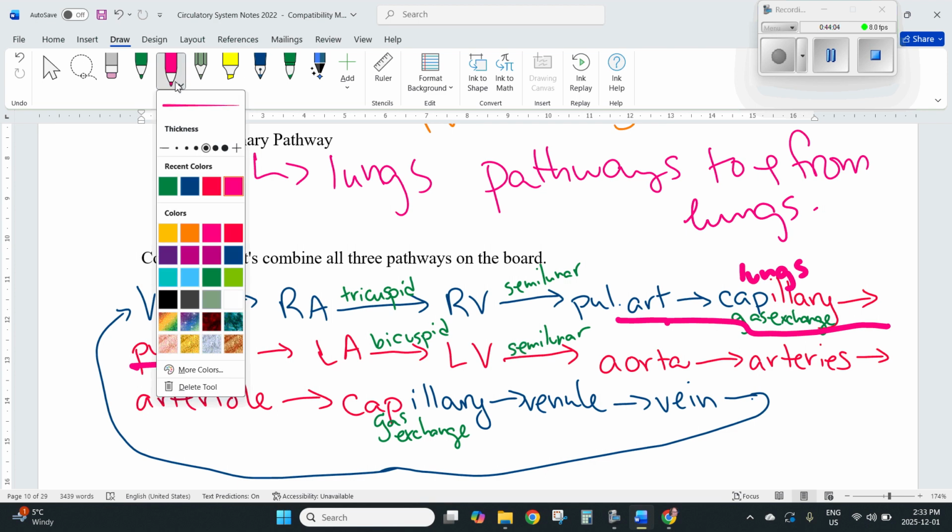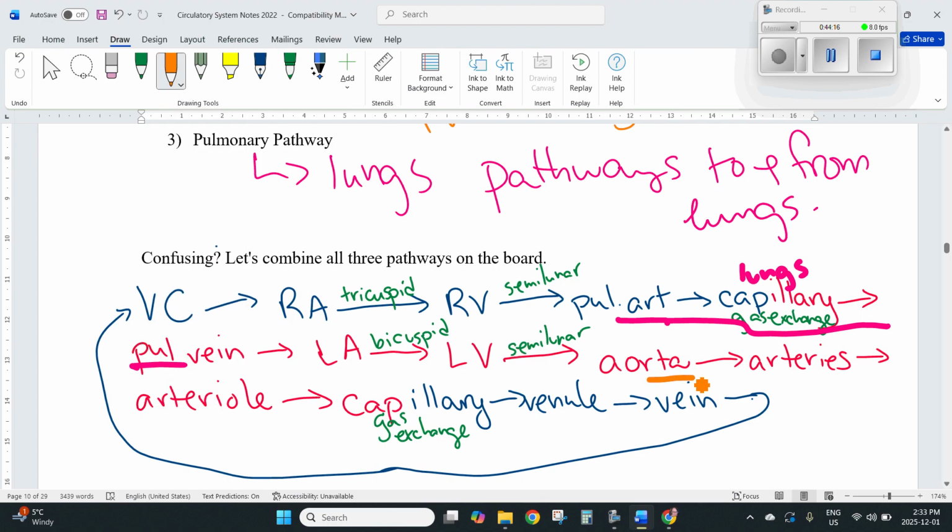Now I know orange is my color of the body, so I'm going to change it to orange right now. So the body. So the aorta is sending the blood to the body. So that means half of here will be body. Going into your arteries is also the body, okay? Because it branches into lower part of the body and upper part of the body. Then the arteriole going into your capillary bed of the body, then your venule and your vein.